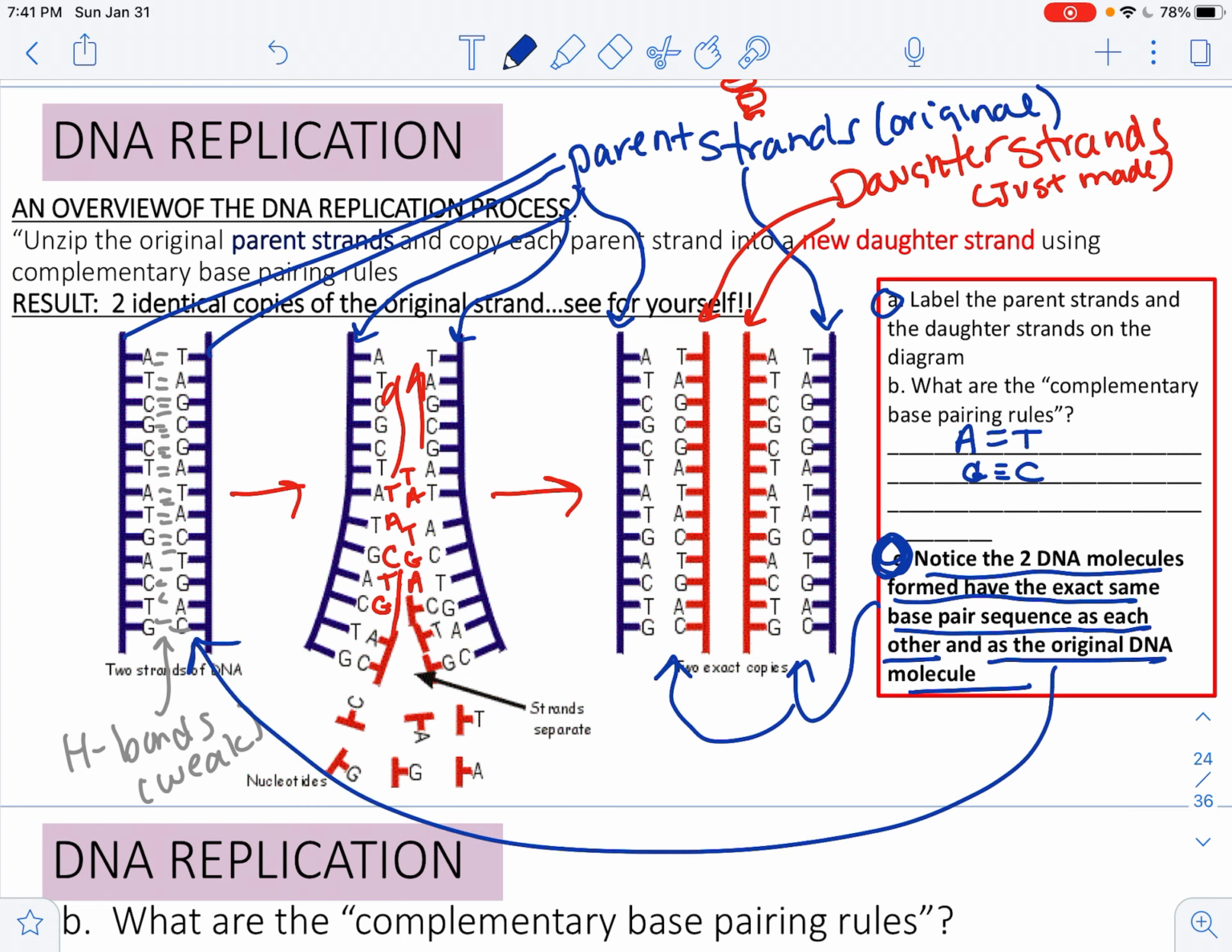So if I go back and read, let me just highlight the original DNA strand, and the two that I now get after I make a copy have the exact same DNA sequence.